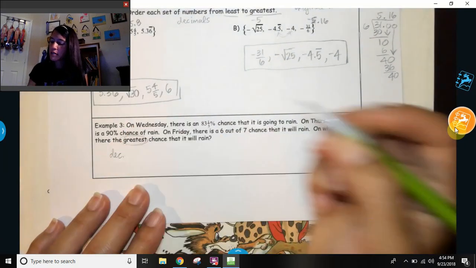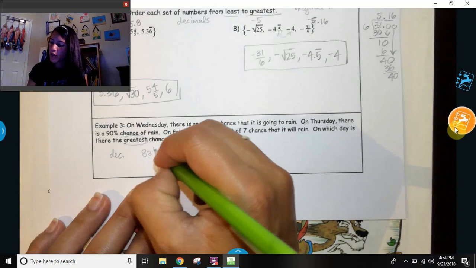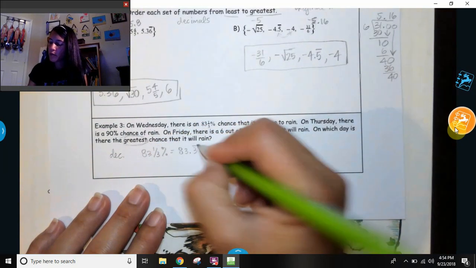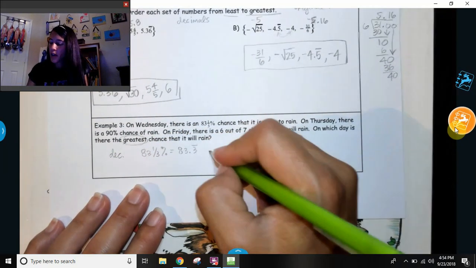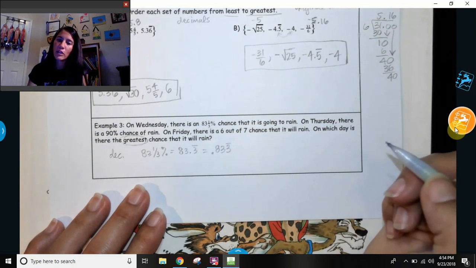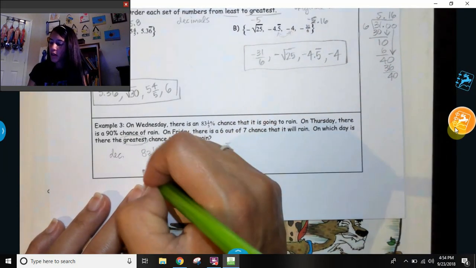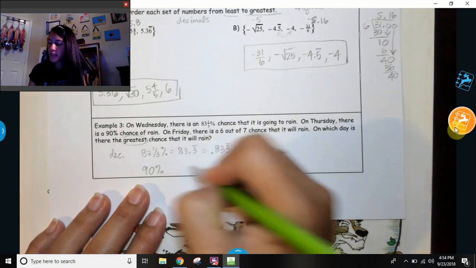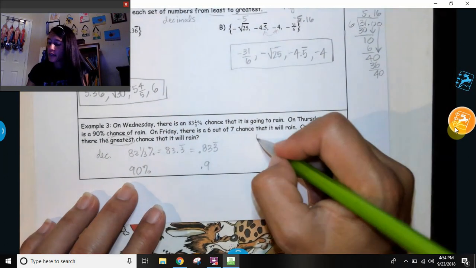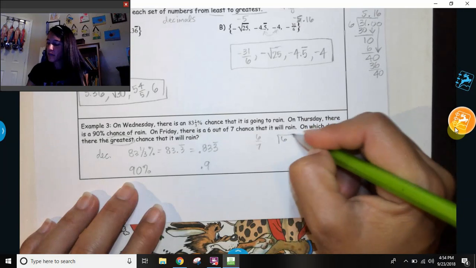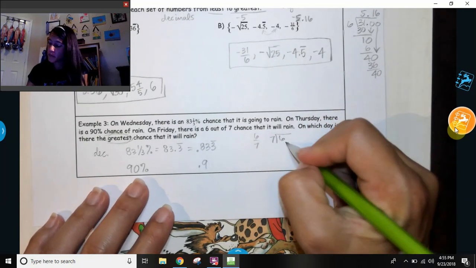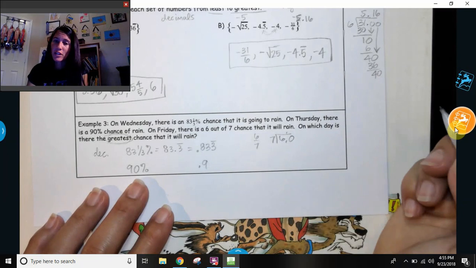Again, let's change them all to decimals. So 83 1/3% is 83.3 repeating. And as a decimal, that would be 0.8333, and the 3 is repeating. 90% is easy. That can just be 0.90. And then 6 out of 7 means we need to divide. Remember, the numerator goes into the division house. You add your decimal and 0.